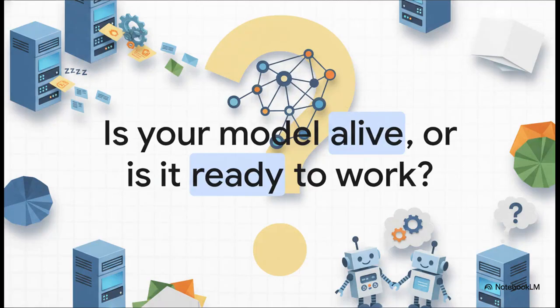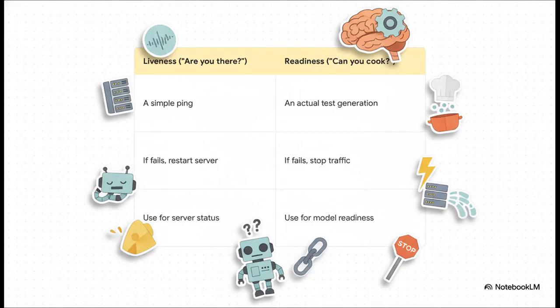Okay, for our final essential, operational resilience. It all comes down to understanding the answer to this one simple but absolutely vital question. Just because a server is running doesn't mean the model inside it is actually ready to do any work. And that's exactly why you need 2 different types of health checks. A liveness probe just pings the server to see if it's alive. Hey, are you there? But a readiness probe actually does a quick test generation to confirm the model is loaded and ready to cook.